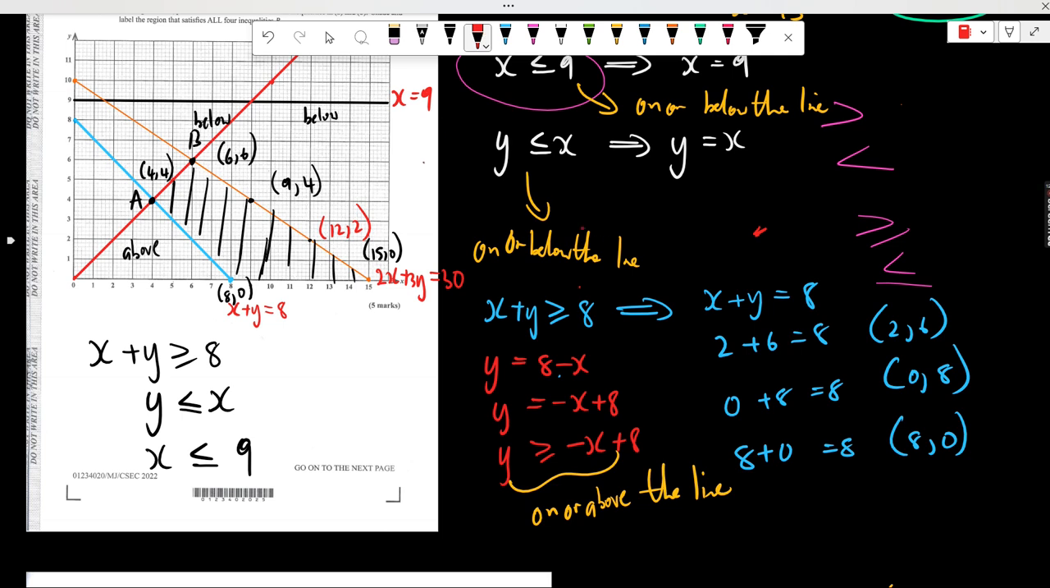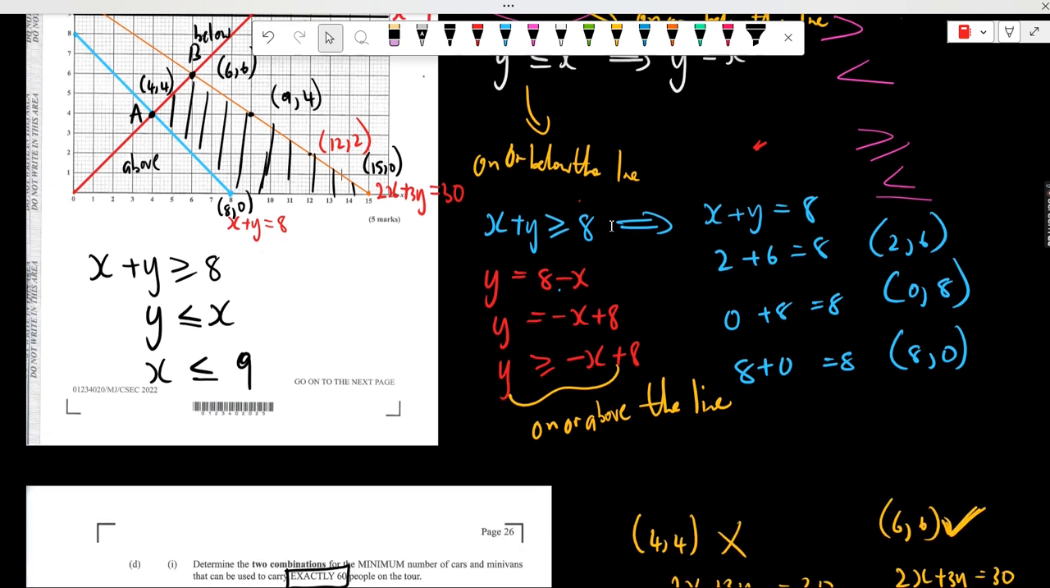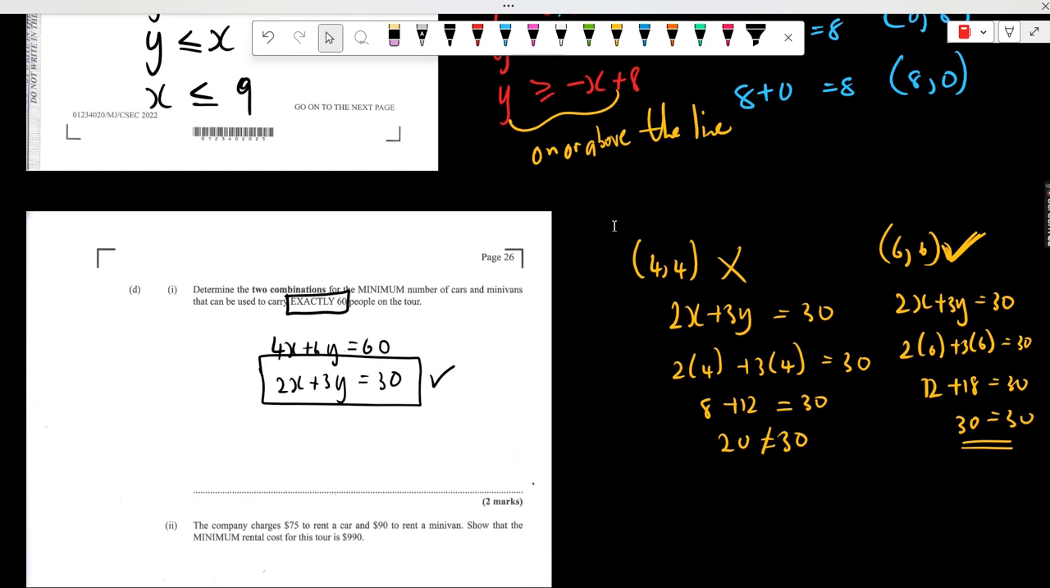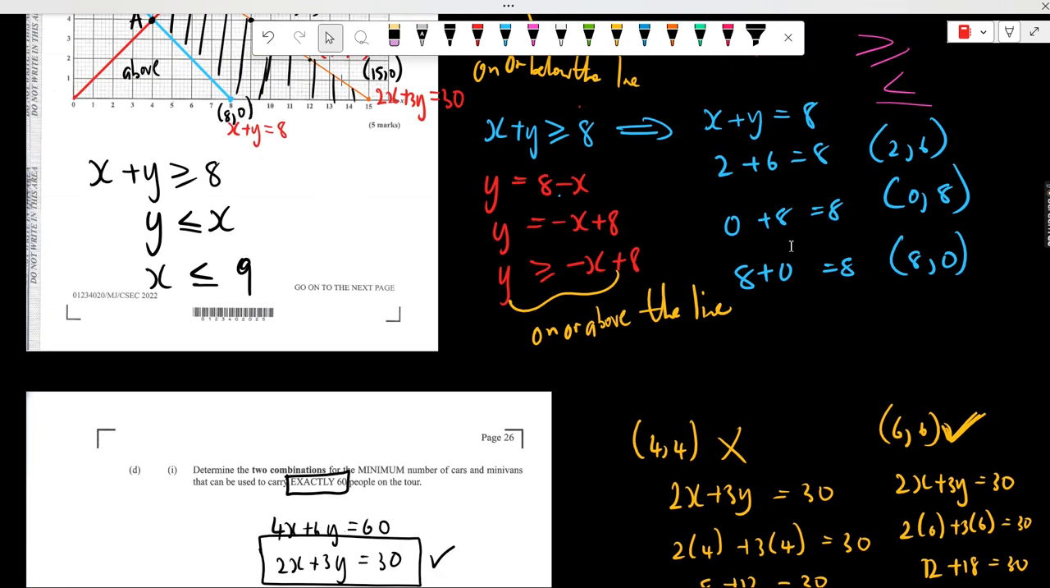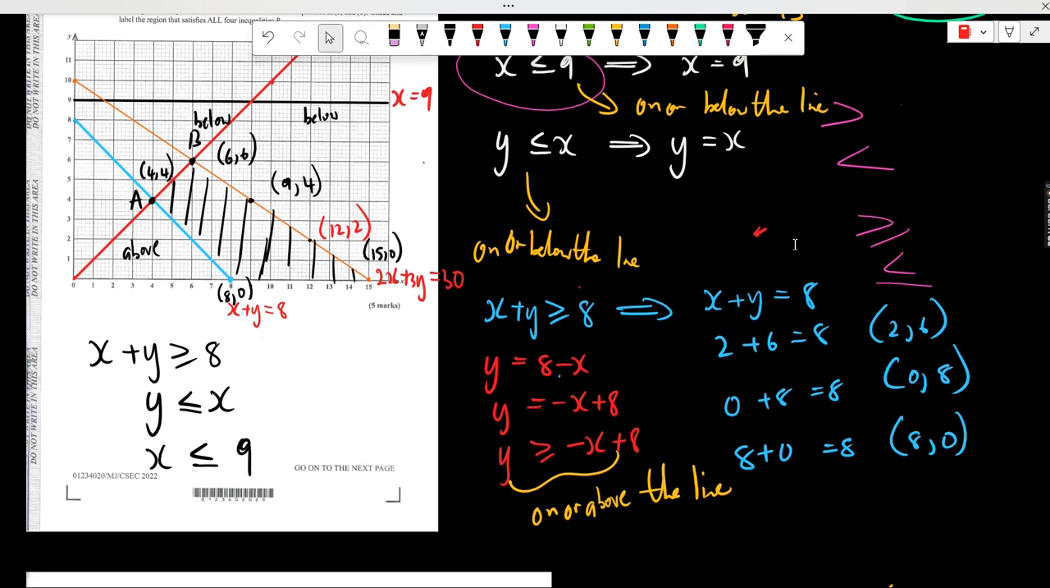They want us to find the minimum number of cars and vans that can carry exactly 60 people. In other words, the smallest combination of x and y that satisfies the equation 2x plus 3y equals 30. So we must look at the vertices as well as the other points through which these lines pass and see if they satisfy the equation. We already saw that 4, 4 does not satisfy it. We can't get 60 people using 4 cars and 4 minivans. However, if we have 6 cars and 6 minivans, that gives us 60 people. So we must check the other possibilities. Are you following? Yes, sir.